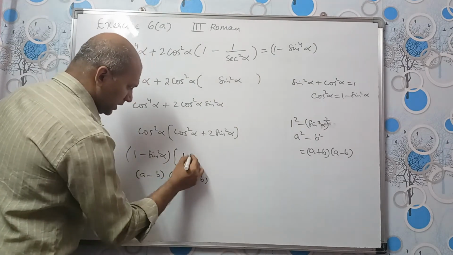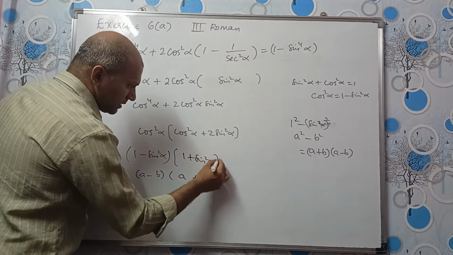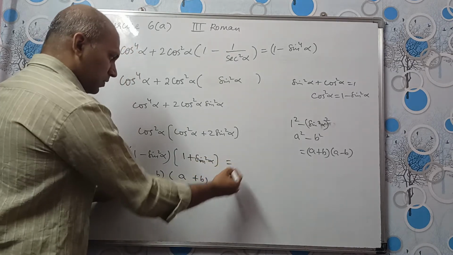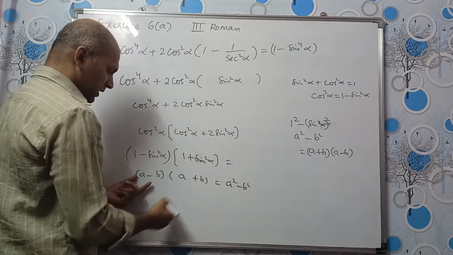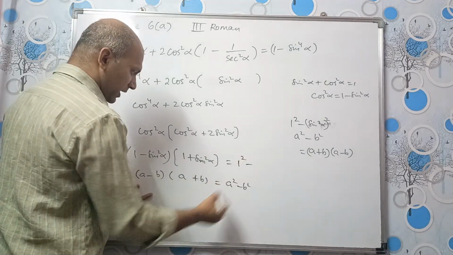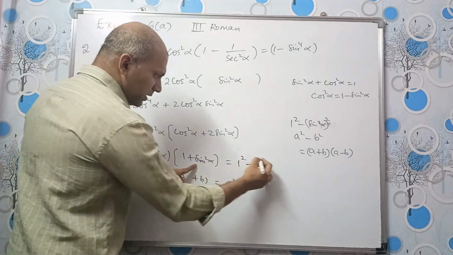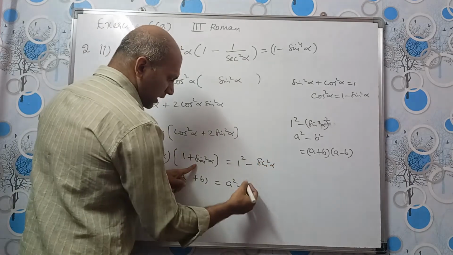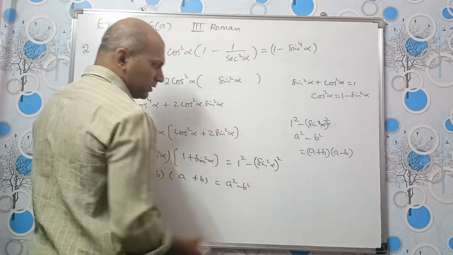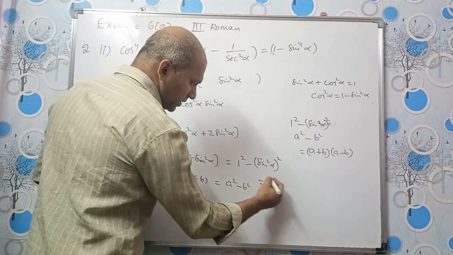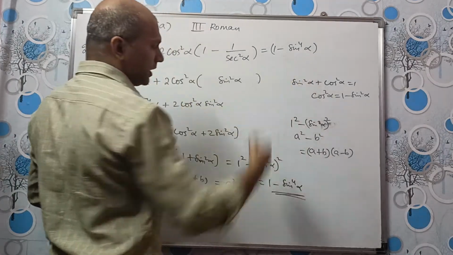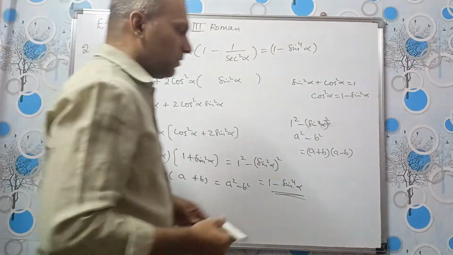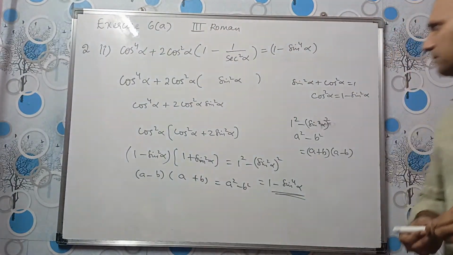Let us write it properly. 1 plus sine square alpha. Okay. So, can we write this as a square minus b square? Yes, what is a square? 1 square minus b value is sine square alpha. But square will be whole square, right? So, this will be 1 square minus sine power 4 alpha. Okay. 1 minus sine power 4 alpha. Alright.